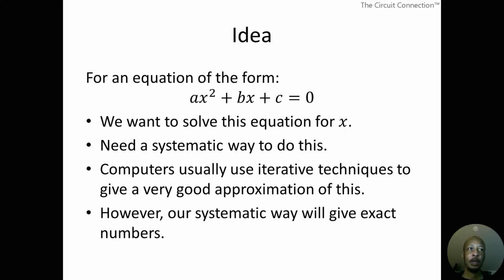So next, however, our systematic way will give exact numbers. So you're going to get things like square root of 2 and things of that sort. This way that we're doing it is going to give you the exact answer.